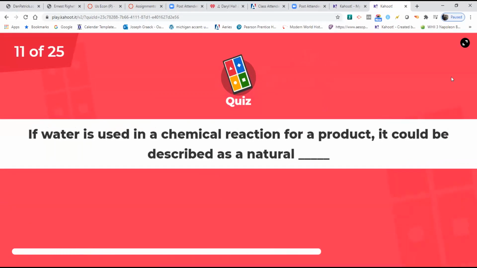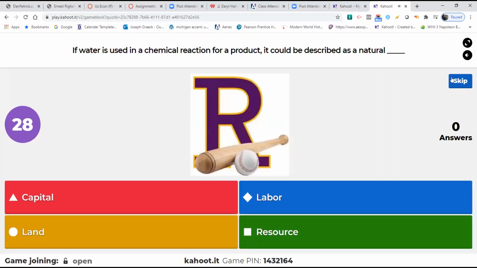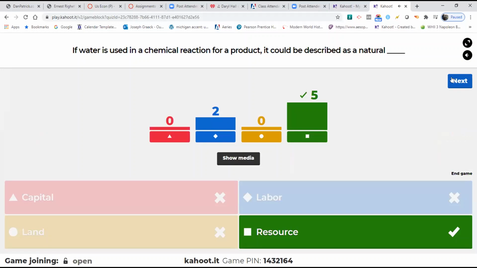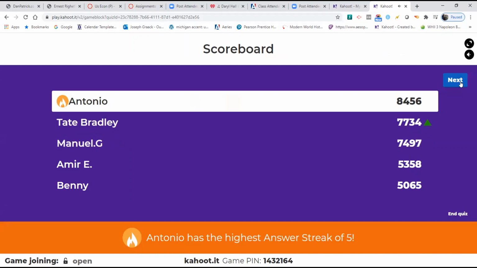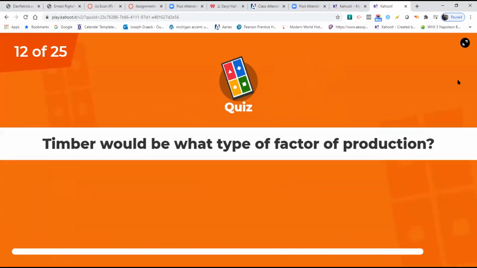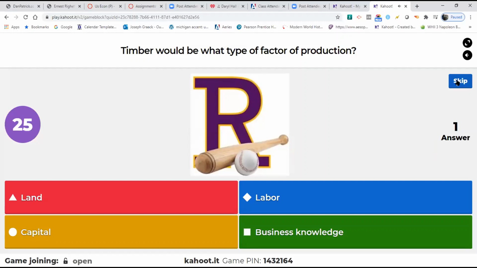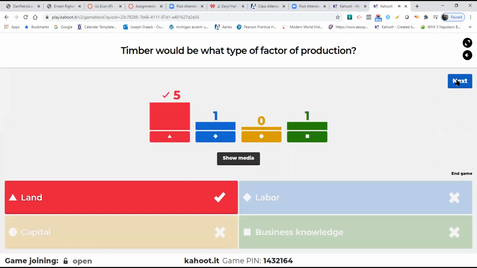Okay, if water is used in a chemical reaction for a product, it could be described as a natural what? Natural resource, right? Anything coming from the earth would be a natural resource. Four factors of production again, right? Land, labor, capital, entrepreneurship, or business knowledge. All right, timber would be what type of factor of production? Timber would be an example of land, right? You get lumber from that.